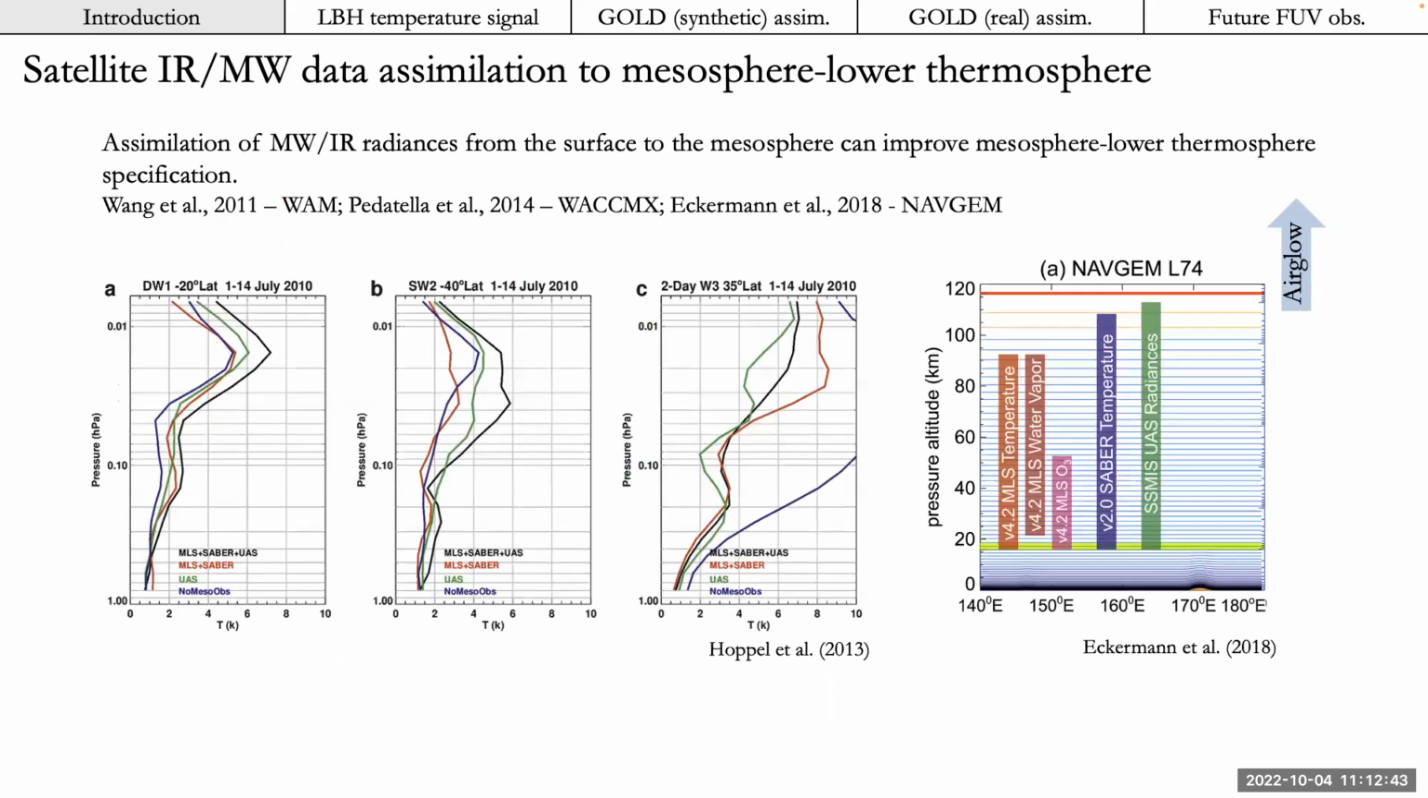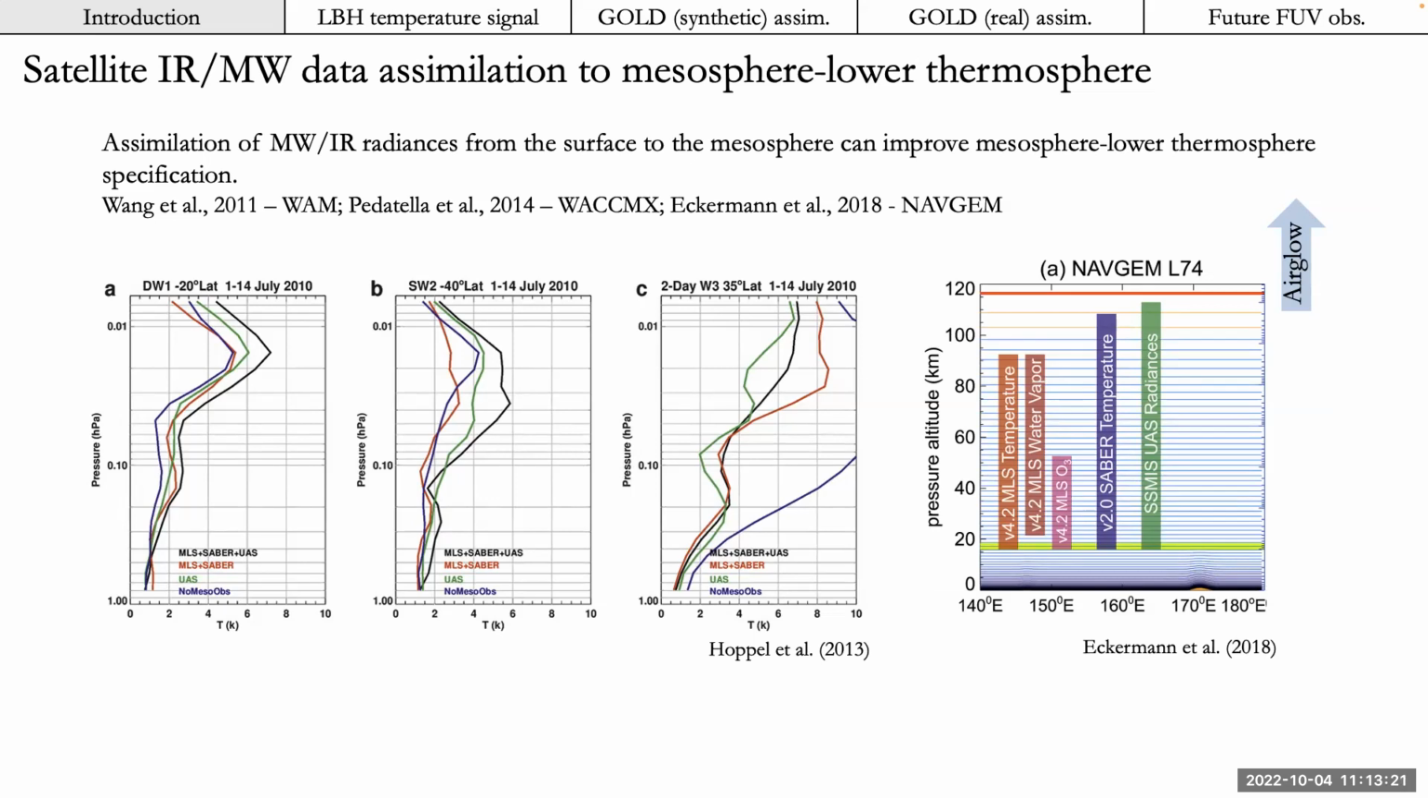There have also been important results in the past decade that show the positive impact of IR and microwave radiances in the specification of the mesosphere lower thermosphere, or MLT. Studies with NCAR's WACCM-X, NOAA's WAM, and Navy's NAVGEM have all shown that assimilating retrieved products and/or raw radiances from the surface through the MLT has the potential to improve MLT specification. This is primarily a result of constraining the spectrum of upward propagating waves reaching these MLT altitudes.